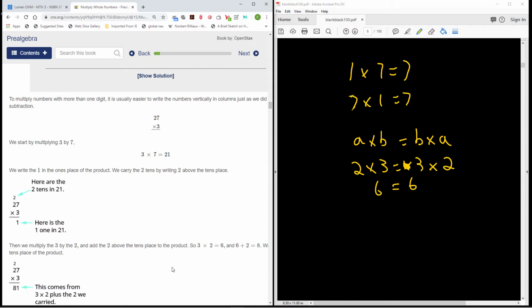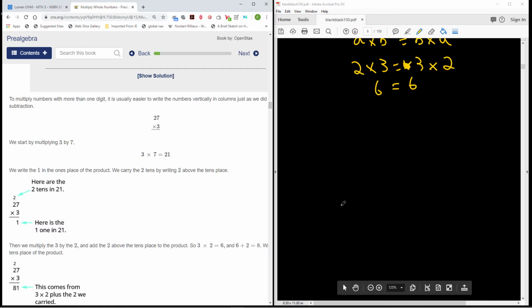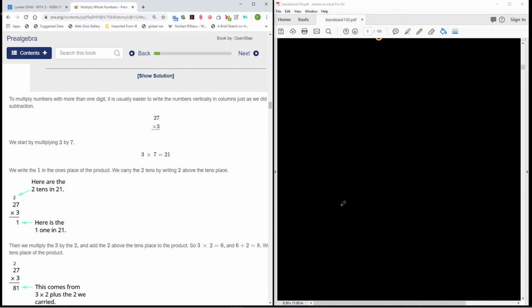Now they're multiplying here in the column style. 27 times 3. So I multiply. Notice how the columns are lined up. So I'm multiplying the right things, ones and ones, and so forth. So I have 3 times 7, which is 21. And then I carry my 20. 3 times 2 is 6, plus 2 is 8. 81.